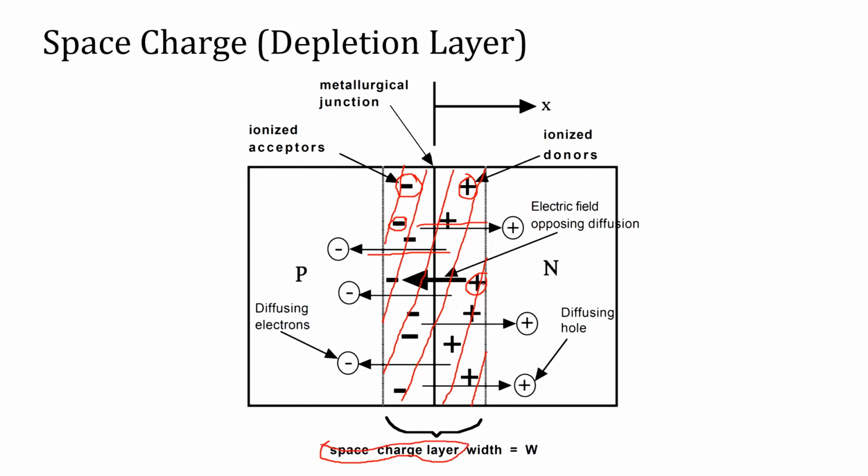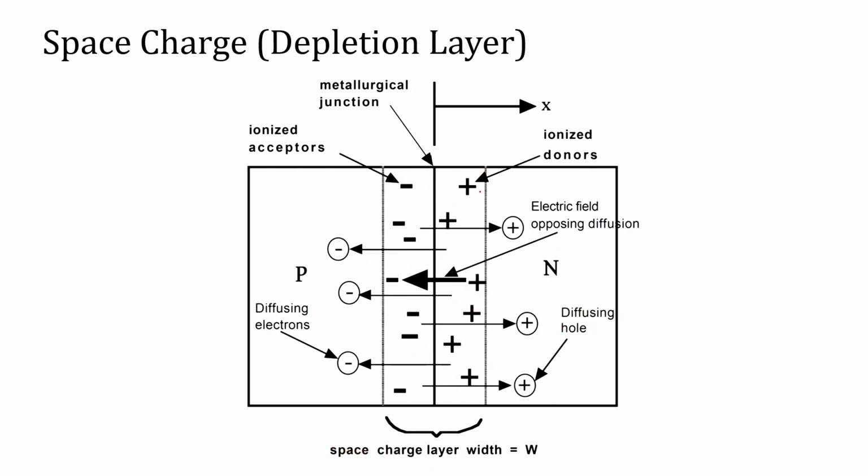Now as this movement continues, the electrons move from N to P and holes move from P to N, and as they leave behind positive and negative charges which are not free to move, an electric field will set up, shown by this arrow. This electric field will oppose the motion of holes and electrons diffusing to the opposite side. So this electric field will tend to stop that current.